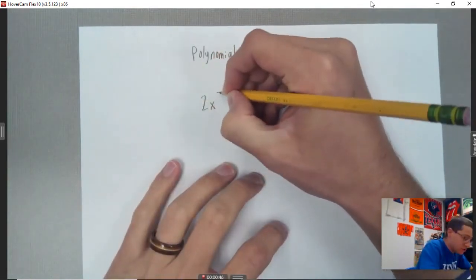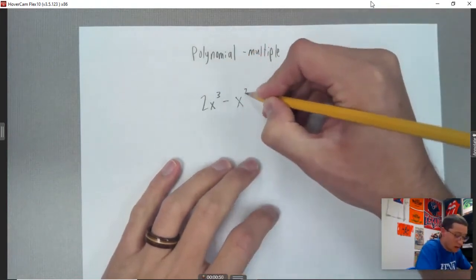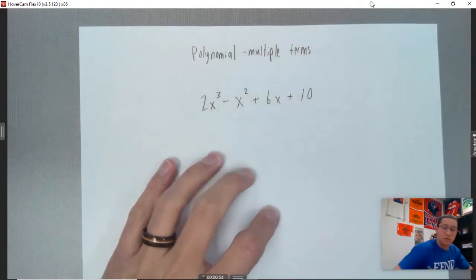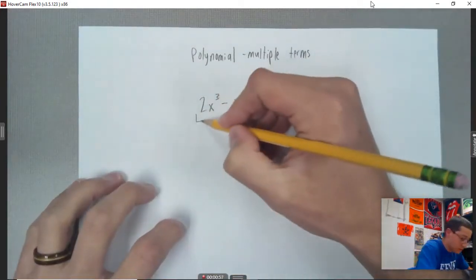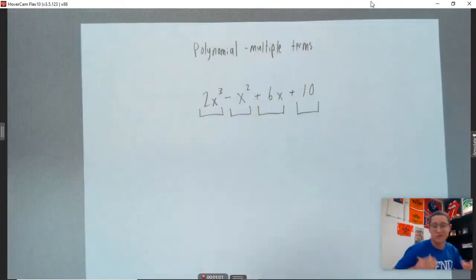So maybe it's something like 2x cubed minus x squared plus 6x plus 10. The multiple terms are these parts here. It's the parts that are essentially separated by adding and subtracting. So that's what those are from. So you know what a polynomial is, and again, it's the multiple terms aspect of an expression.